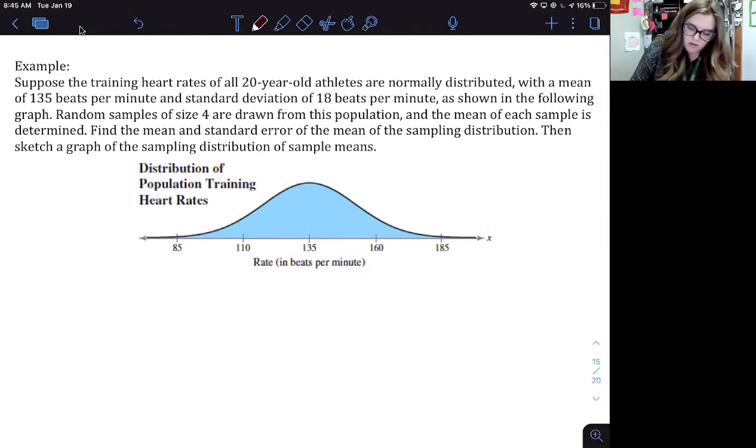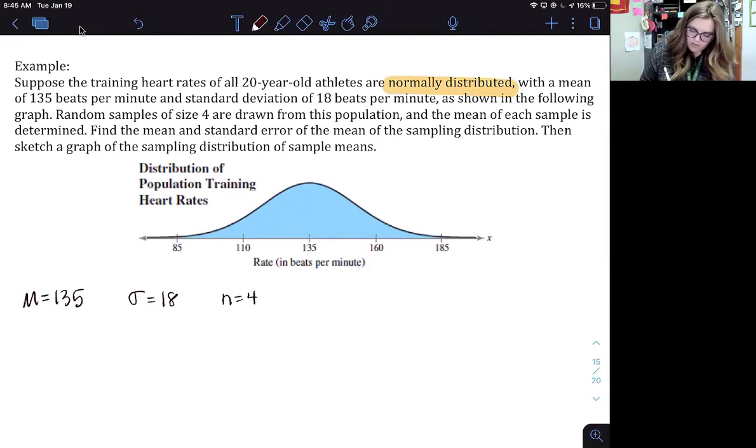Okay, so I'm going to highlight some things here. We know we're normally distributed, and we know that our mean equals 135, and our population standard deviation is 18. We have random samples of size 4, so n equals 4, drawn from this population, and the mean of each sample is determined. Find the mean and the standard error of the mean of the sampling distribution.